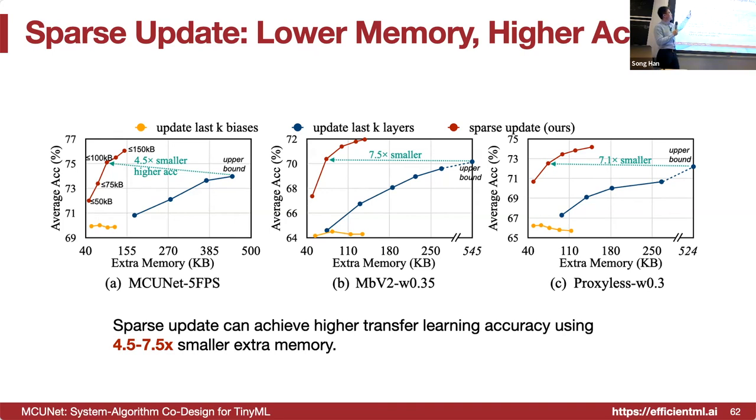And here is the sparse update. Across these three dimensions, you want to select which bias to update, which weight to update, and what is the proportion within the tensor to update that weight. We can achieve a higher accuracy with a 7.1 times smaller measured memory requirement. So is everyone clear? Okay, questions.